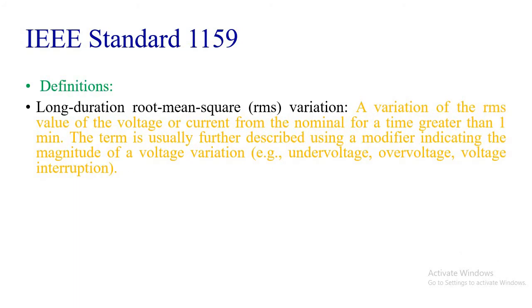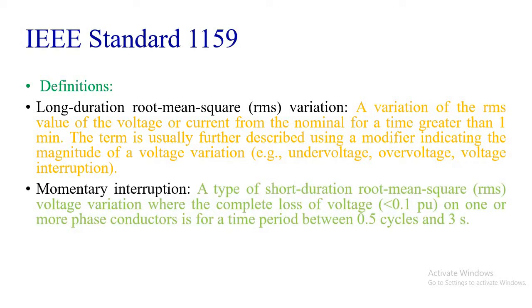And next is long duration low root mean square variation. It is the variation of the RMS value of the voltage or current from the nominal for a time greater than 1 minute. This term is usually described using a modifier indicating the magnitude of a voltage variation. That is, for example, undervoltage, overvoltage, or we can say voltage interruption.